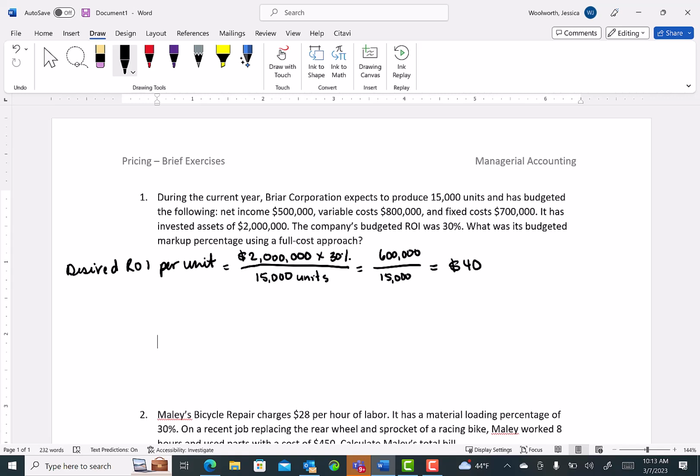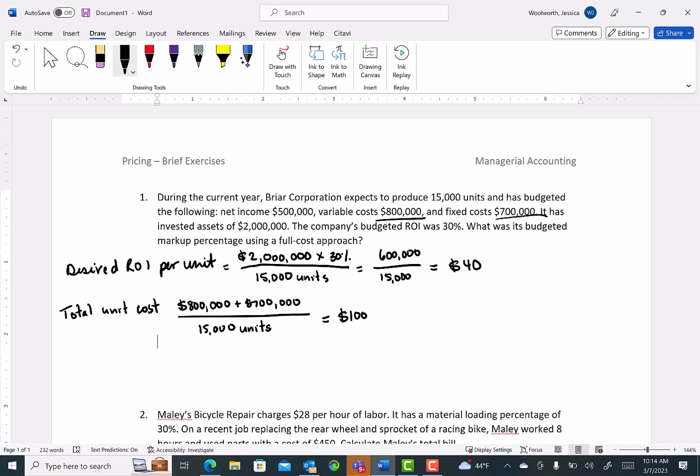So now I'm going to look at what is our total unit cost. How much is it costing us to make this product? So our total unit cost is computed as follows. We see here that our variable cost is $800,000 and our fixed cost is $700,000. So if we add these together and divide those by our anticipated 15,000 units, we're going to have $100 of cost per unit.